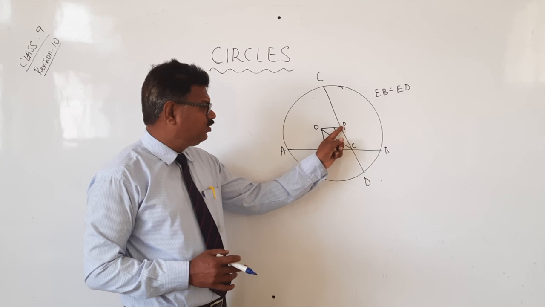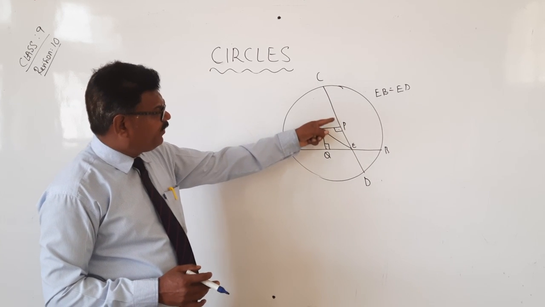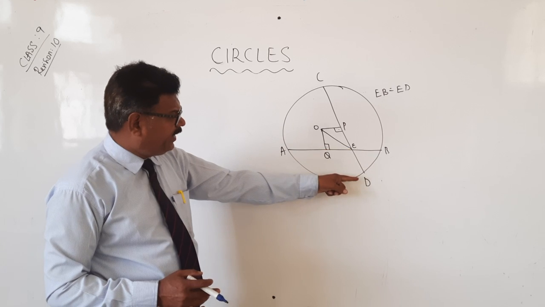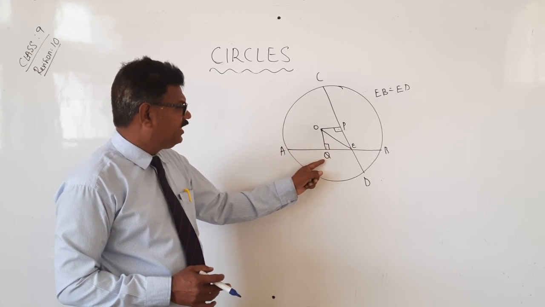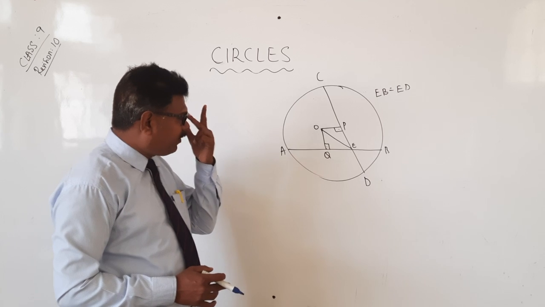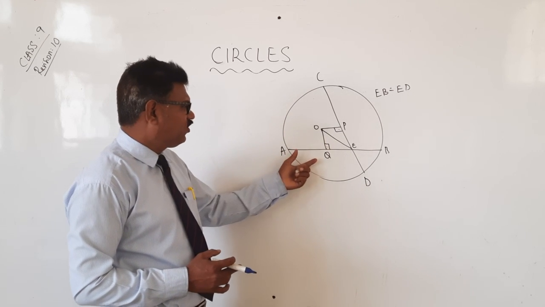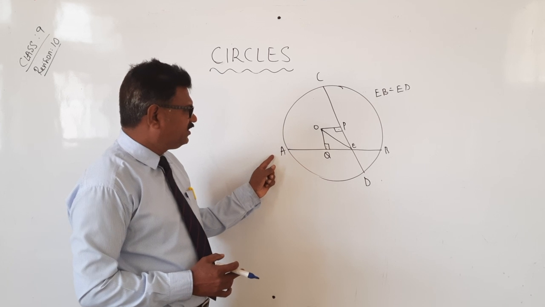QE equal to PE. Okay na? Yes. But CP is equal to PD and AQ equal to QB. Why? Because since it is a perpendicular, it will divide this part into two equal parts. Therefore, like this. Now, very simple.